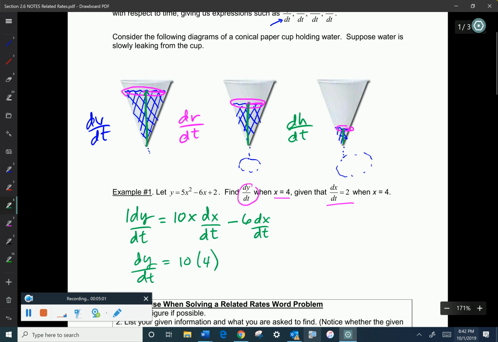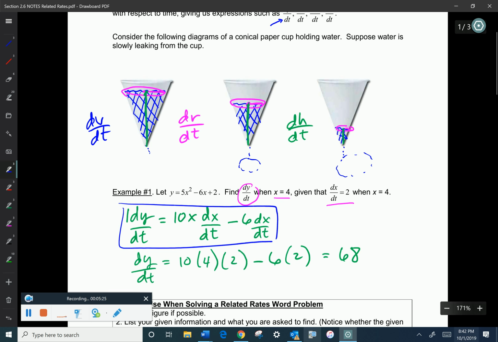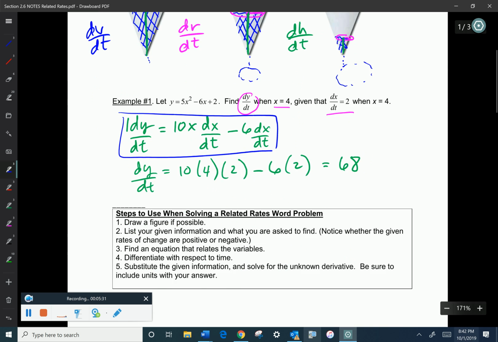And dx/dt they said was 2 minus 6. There's dx/dt again. So if we do the math, let's see, what is that? 80 minus 12, what is that, 68? I don't care that much about the math. I care more about knowing how to handle this derivative. I can take the derivative of any variable with respect to any other variable.